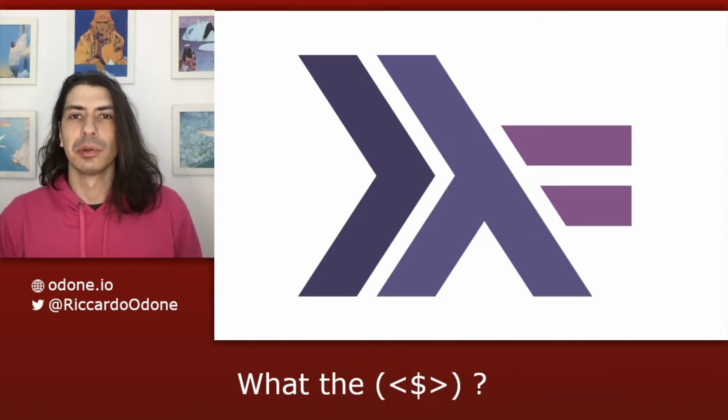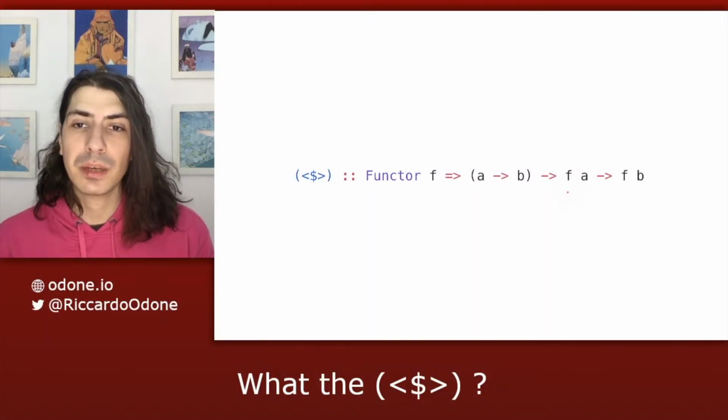Cool, today we're going to take a look at Functor in Haskell. In particular, we're going to take a look at fmap, aka $ in angle brackets. Let's take a look at the type signature. Okay, here we have the type signature for fmap. Let's take a look at the second argument here.